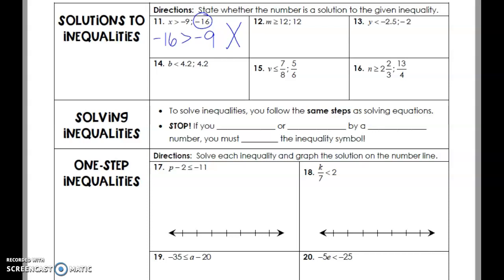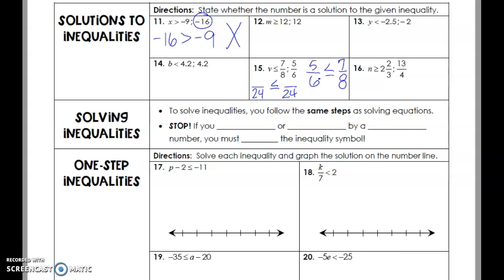Look at number 15. v is less than or equal to 7/8. We're going to replace v with 5/6. 5/6 is less than or equal to 7/8. If we look at this problem, we have 5/6 and we have 7/8. We can make sure that they have a common denominator. In this case, we could use the denominator 24.